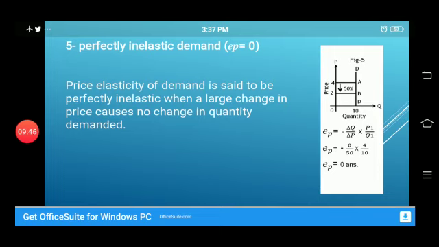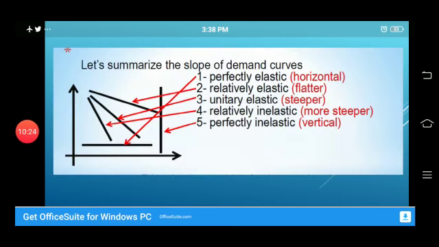Moving forward, the last one is perfectly inelastic demand. Perfectly inelastic means the demand is not going to change, meaning there is zero change in demand. When there is zero change in demand, it means that the elasticity of demand is equal to zero. Price elasticity of demand is said to be perfectly inelastic when a large change in price causes no change in quantity demanded. The price is going to change, and change, but the quantity demanded will not change. When we put it in the formula, we get the answer zero.